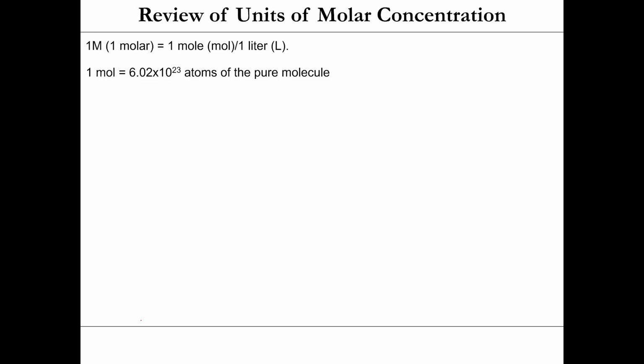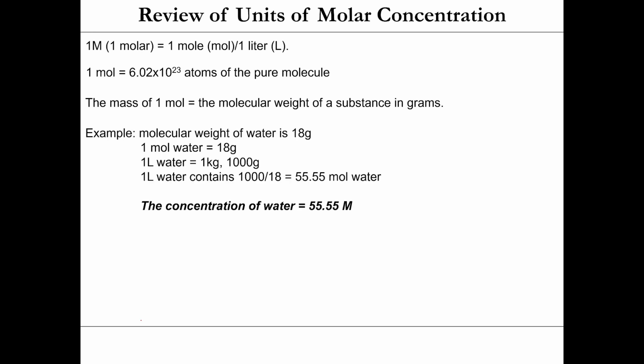So 1 mole is 6.02 times 10 to the 23 atoms of a pure molecule. So the mass of 1 mole of a molecule is going to be the molecular weight of a specific molecule or substance in grams. So this is going to be different for each different molecule. So for instance, the molecular weight of water is 18 grams. So oxygen is 16, and then hydrogens are roughly 1. So you have H2O, so that equals 18. So that's the molecular weight of water. So 1 mole of water is going to be 18 grams.